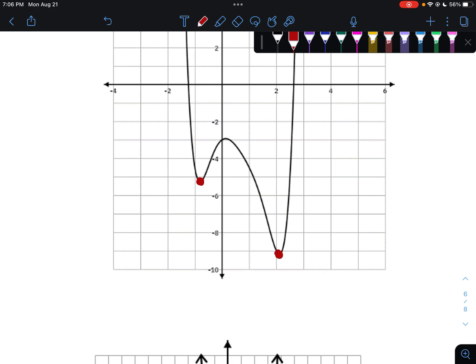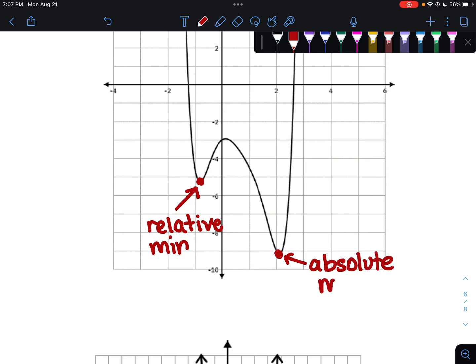So in this right here, this point is a relative min because it is relatively lower than any point right here or here that's immediately surrounding it. Okay. This point right here is also another relative min, but more exactly, it is an absolute min, because it is absolutely the lowest point on the graph. There's no point on this graph that goes below right here.